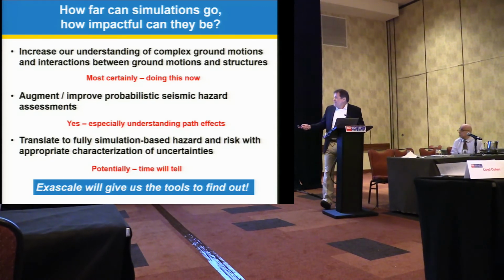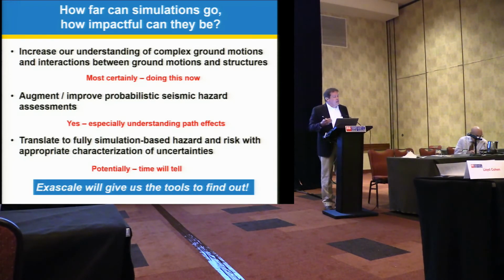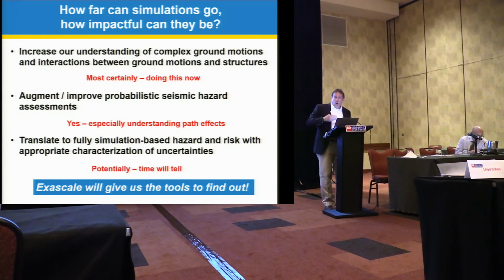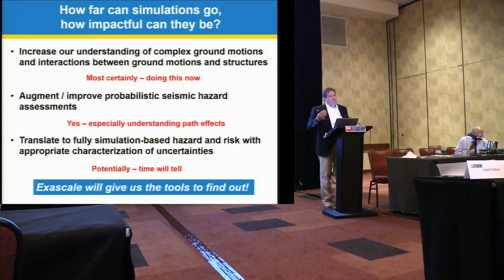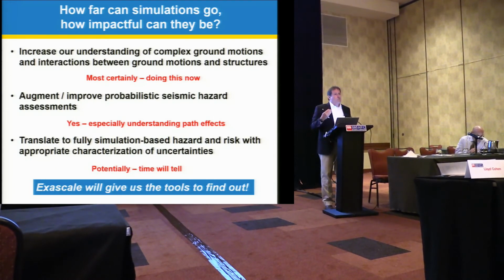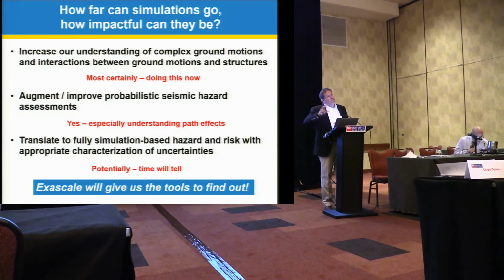And then finally, where I think the real potential is, one can envision a world where we translate to fully simulation-based hazard and risk assessments, with appropriate characterization of uncertainties. You have to add that because we're always going to have uncertainties in this problem. We don't know exactly how the fault's going to rupture a priori, so we have to look at a number of fault rupture scenarios. We are never going to know the geologic structure with the fidelity that we would really like to make it a fully deterministic calculation in my view, so we're always going to have some stochastic character of that geology, which means some range of properties for that geology.